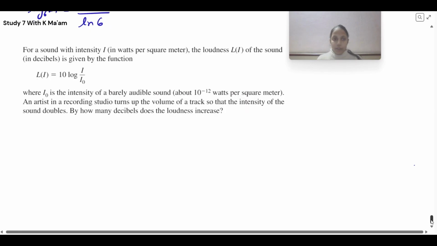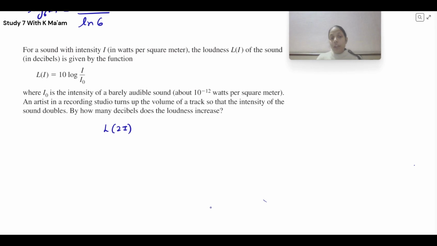The next question is, for a sound with intensity I, the loudness of the sound is given in this form, where I naught is the intensity of a barely audible sound. An artist in the recording studio turns up the volume of a track so that the intensity of the sound is doubled. So I want I to be double. Double means 2 times. How many decibels does the loudness increase? How much increase do I need so it becomes double? Let's find L of 2I, because I have to find double the intensity.